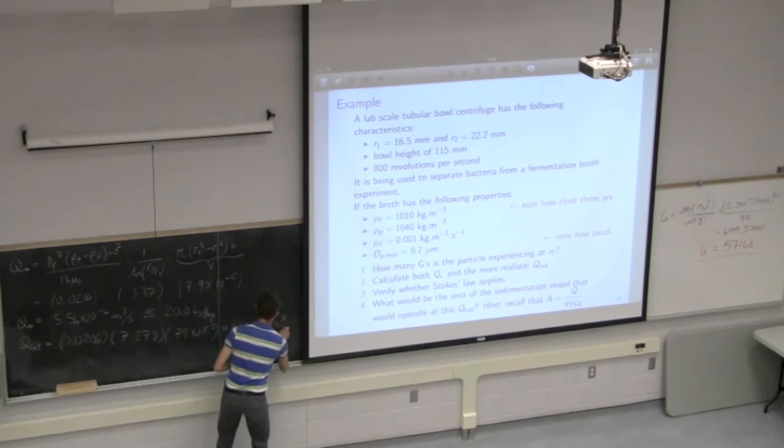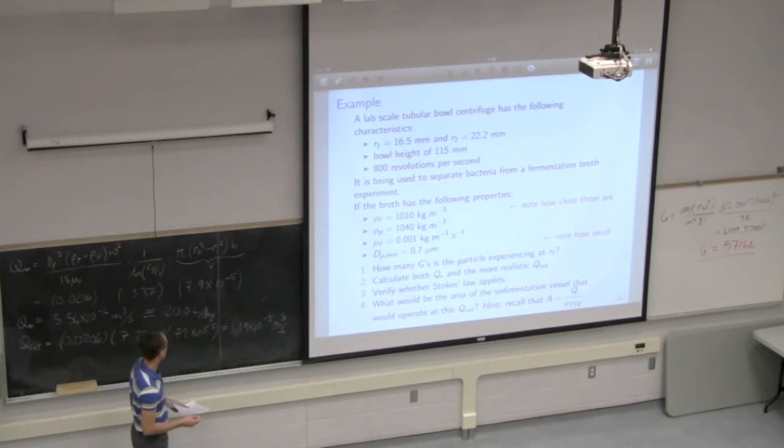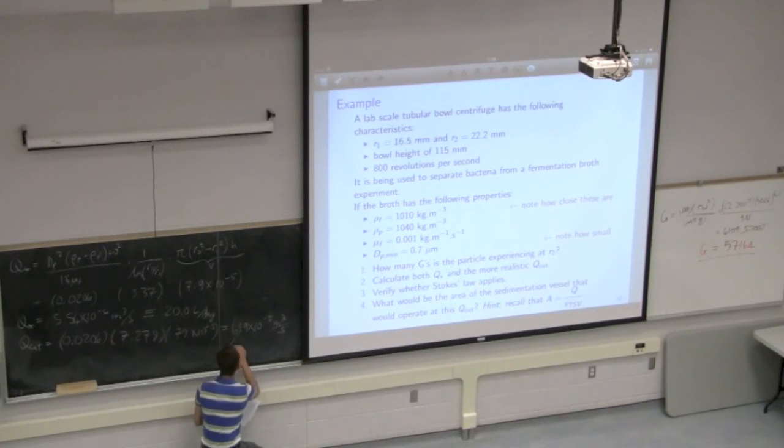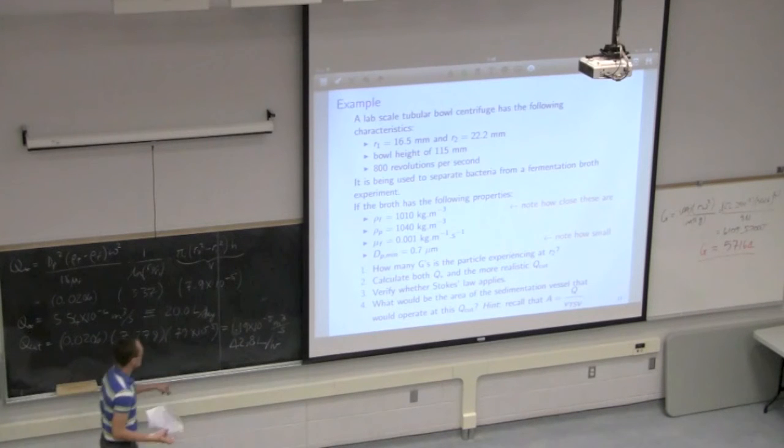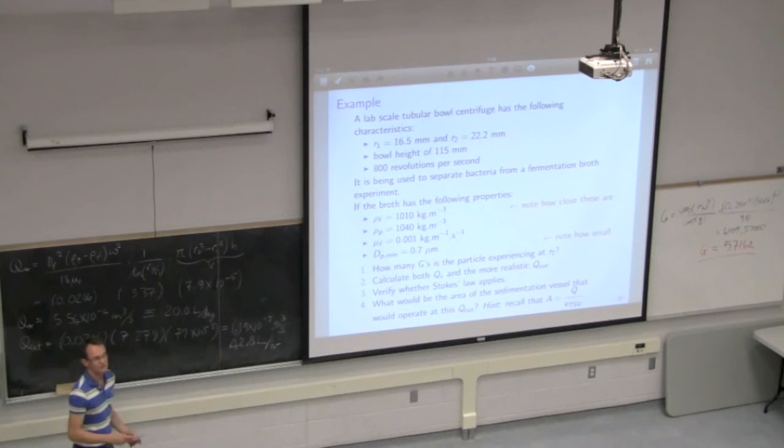Liters cubed per second, which corresponds to 42.8 liters per hour. Okay, so Q cut is higher than Q star, that's to be expected because it makes less conservative assumptions, showing we can treat probably around 43 liters of this broth in an hour.